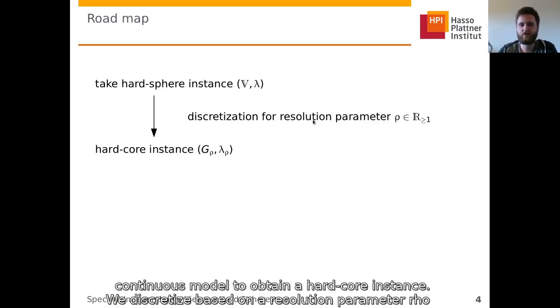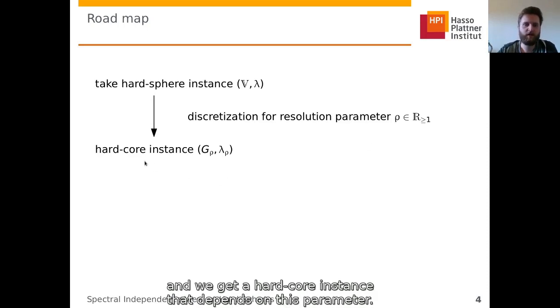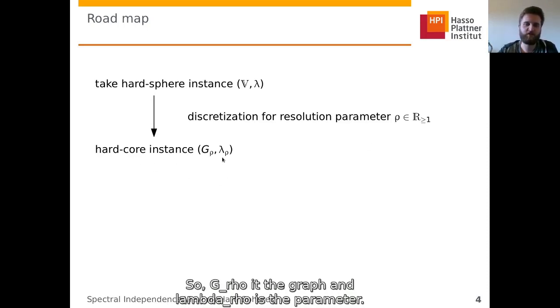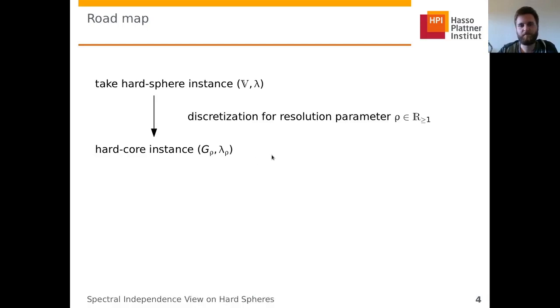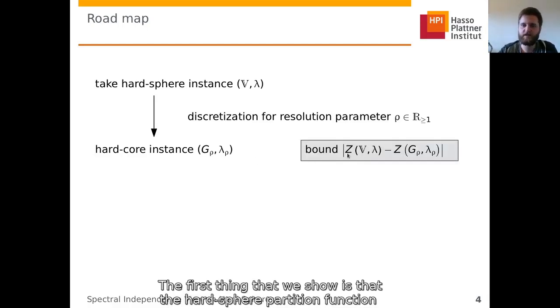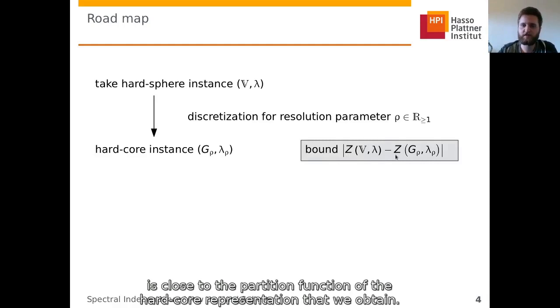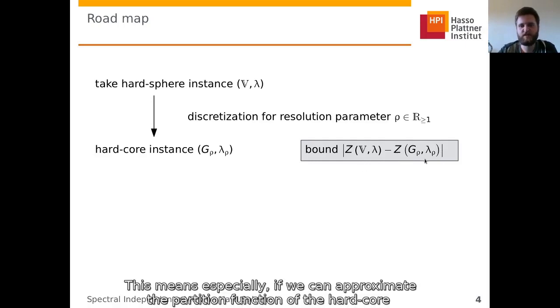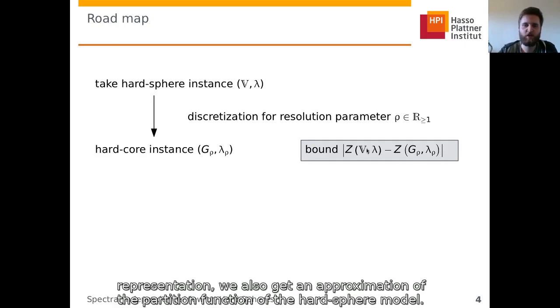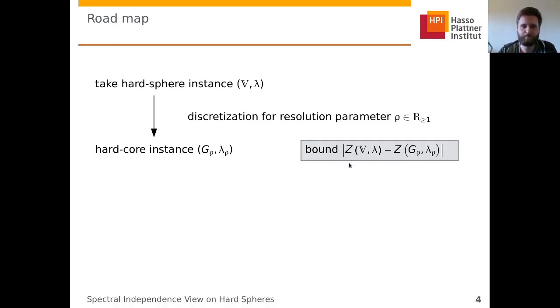Now we discretize based on a resolution parameter, ρ, and we get a hardcore instance that depends on this parameter, so G_ρ as a graph and λ_ρ as a parameter. The first thing that we show is that the hard sphere partition function is close to the partition function of the hardcore representation that we obtain. So this means, especially if we can approximate the partition function of the hardcore representation, we also get an approximation of the partition function of the hard sphere model.